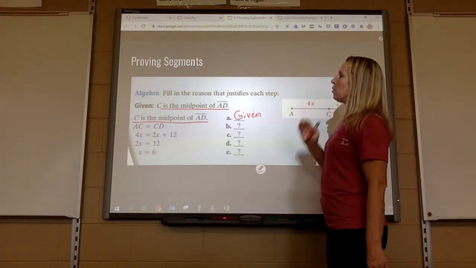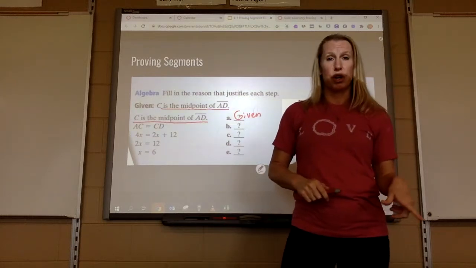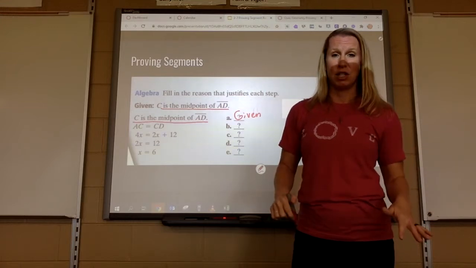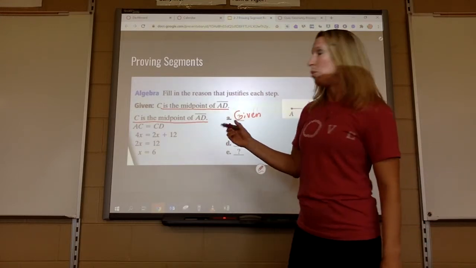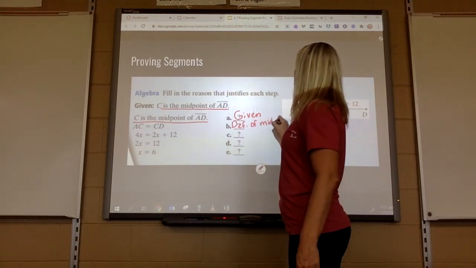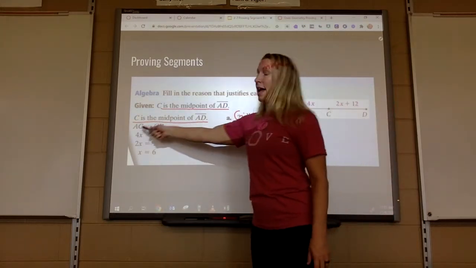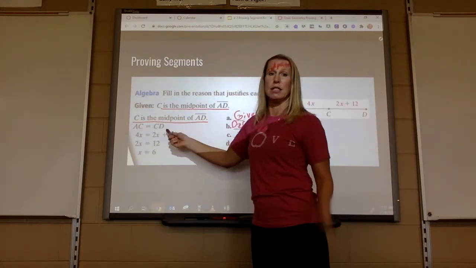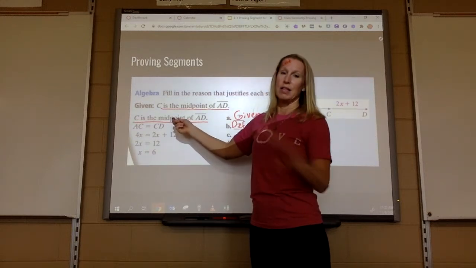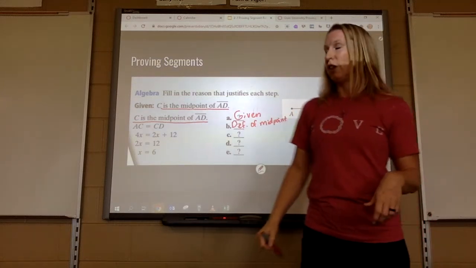Okay, so C is the midpoint of AD. Anytime in a proof, if you see a word, the next line is always going to be the definition of that word. So my word is midpoint. This will be definition of midpoint. The reason I can say that AC equals CD is only because I know C is the midpoint. That's what tells me that AC and CD are equal to each other.